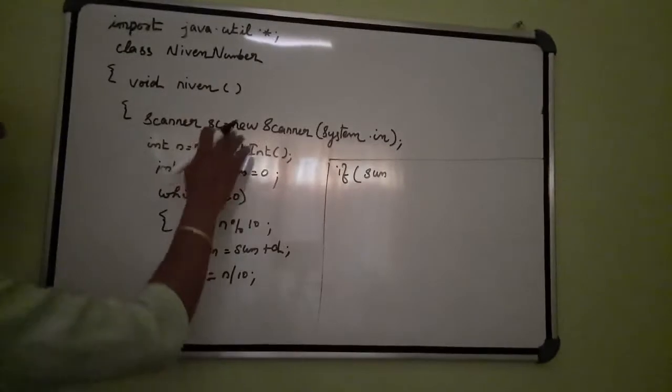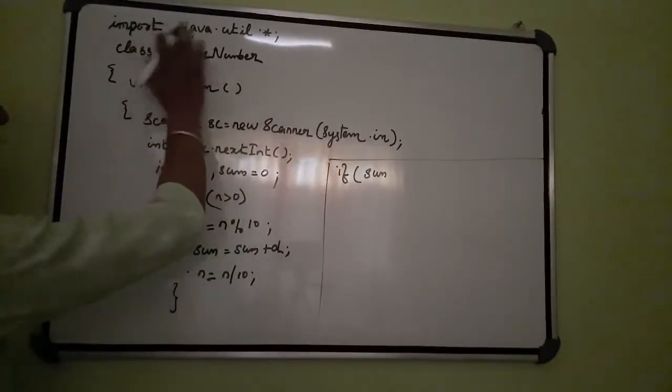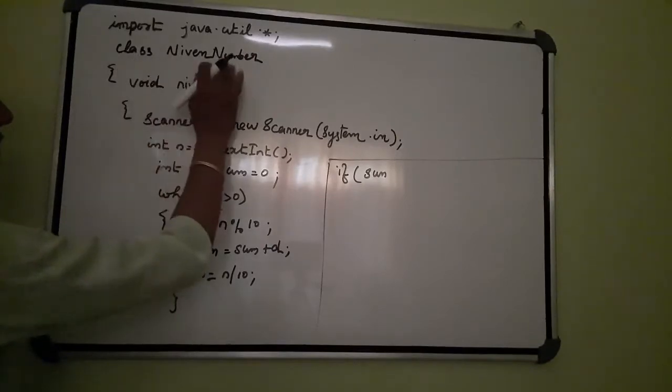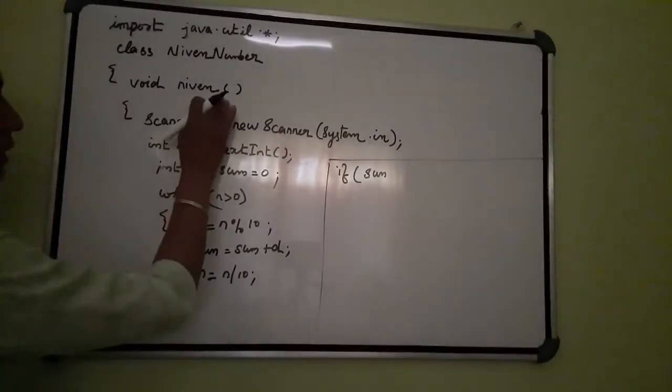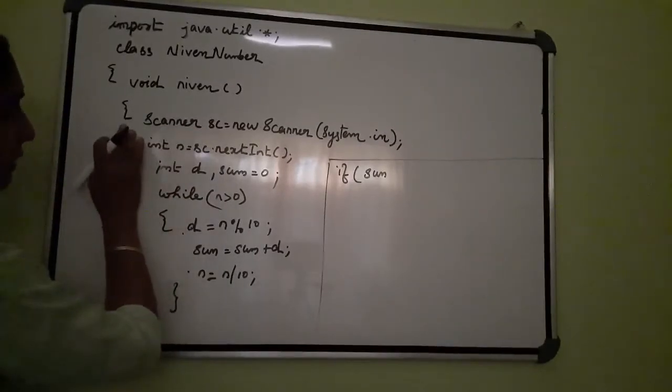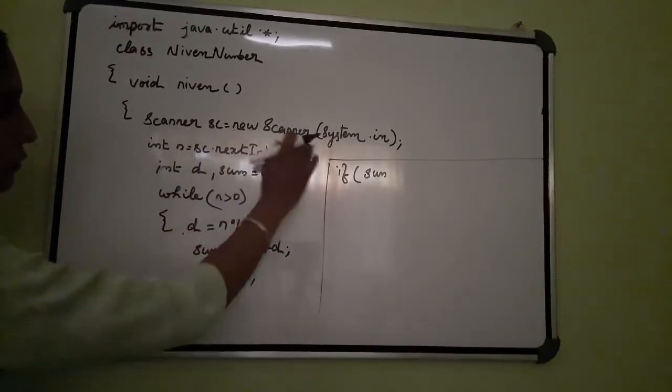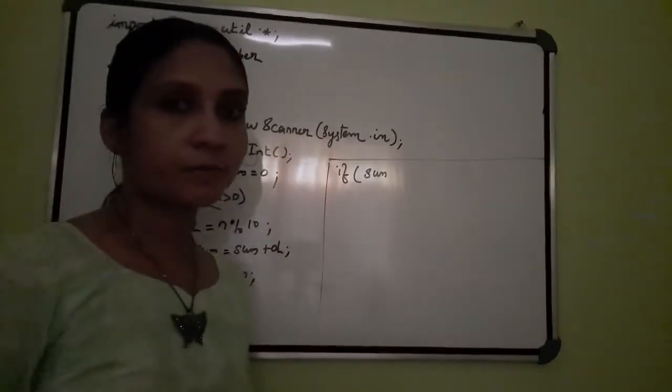Okay, we are using a Scanner class object. Because of that, you need to import the java.util package. You start like this. Then what's the class name here? Class EvenNumber. Then open the curly bracket, void even. Even is the function name. Then open the curly bracket again. I have created one Scanner class object like this: Scanner sc is equal to new Scanner with the bracket System.in.